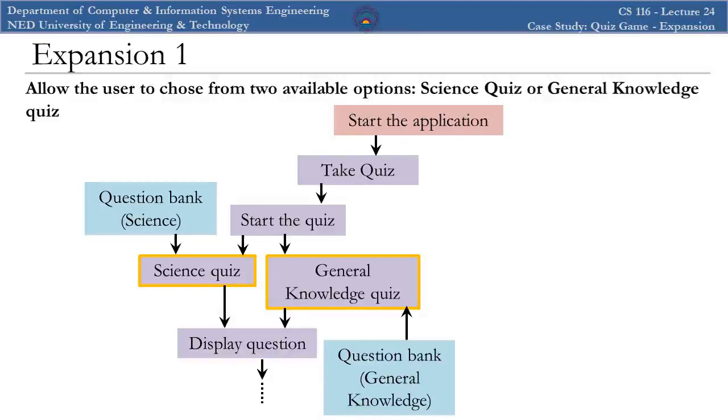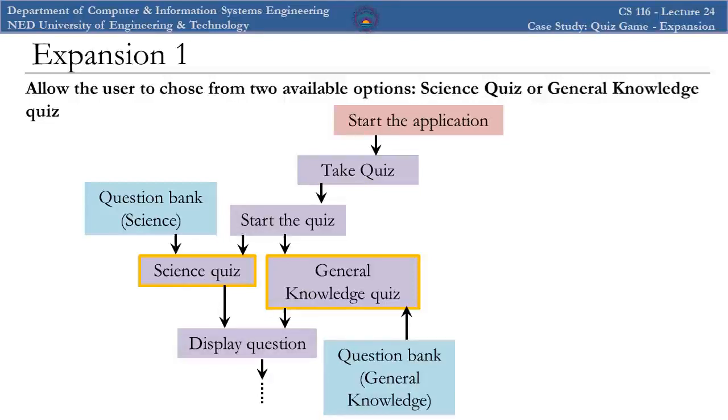As you can see from the blue blocks, we'll have to store the question banks separately. This could be one option. I think this is the most feasible option, that you store the question bank for general knowledge questions separately, and you make another question bank for science questions. So you can do that.